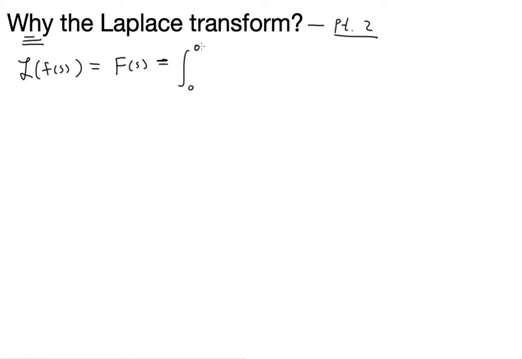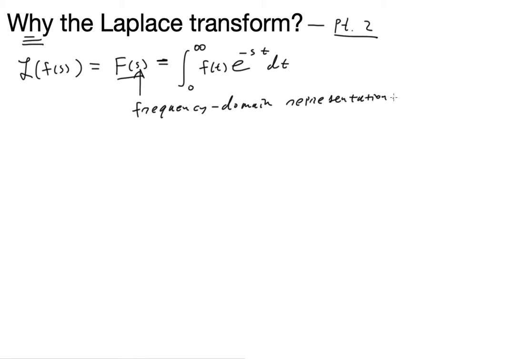So first, let's get the definition down again. It's the integral of f of t e to the negative st dt, okay, like that. And that's equal to this function here, and this is what we call the transform to the frequency domain representation of f of t. And what's really important here is the idea that these transforms are unique.